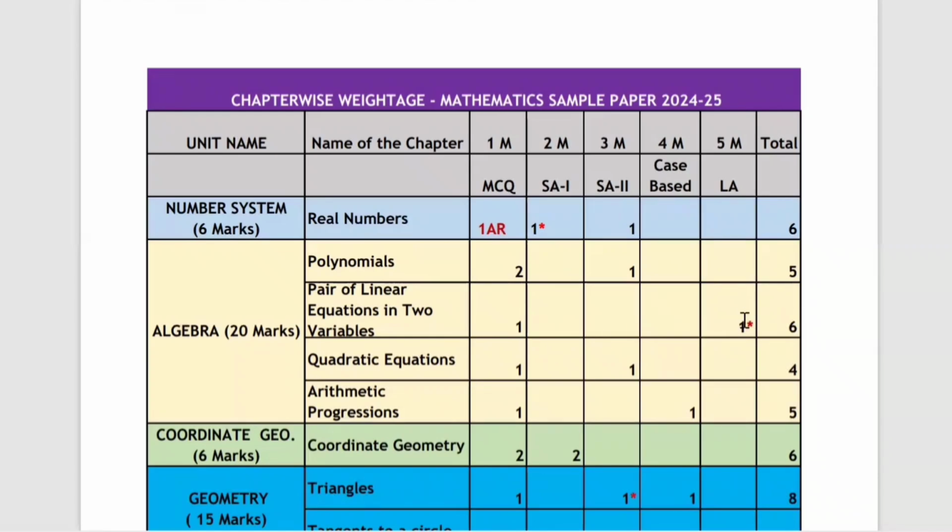So in all, we have 6 marks for the Pair of Linear Equations. There's a graph question also this time. The Quadratic Equations chapter has 1 question of 1 mark and 1 question of 3 marks, total 2 questions, and the total weightage is 4 marks. Arithmetic Progression again has 2 questions, 1 question of 1 mark and 1 question of 5 marks, making a total of 5 marks. So if you see, 5 plus 6 plus 4 plus 5, in all 20 marks are there for the unit Algebra.